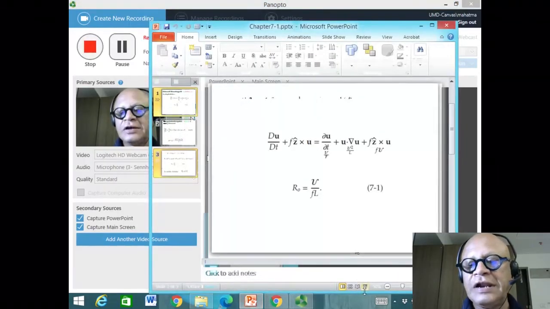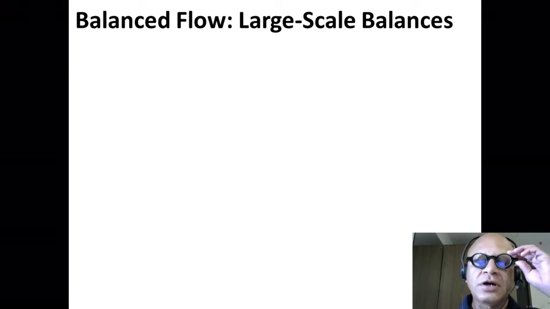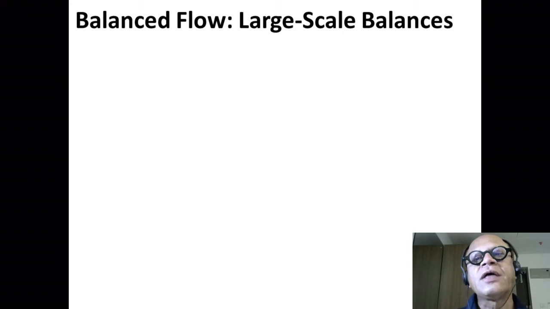Okay, we will now use the equations we derived to look at exactly how large-scale ocean and atmosphere circulations are set up in terms of these equations. So we'll look at what are called balanced flows. The main concepts will be geostrophy, the Taylor-Proudman theorem and Taylor columns, and thermal winds.